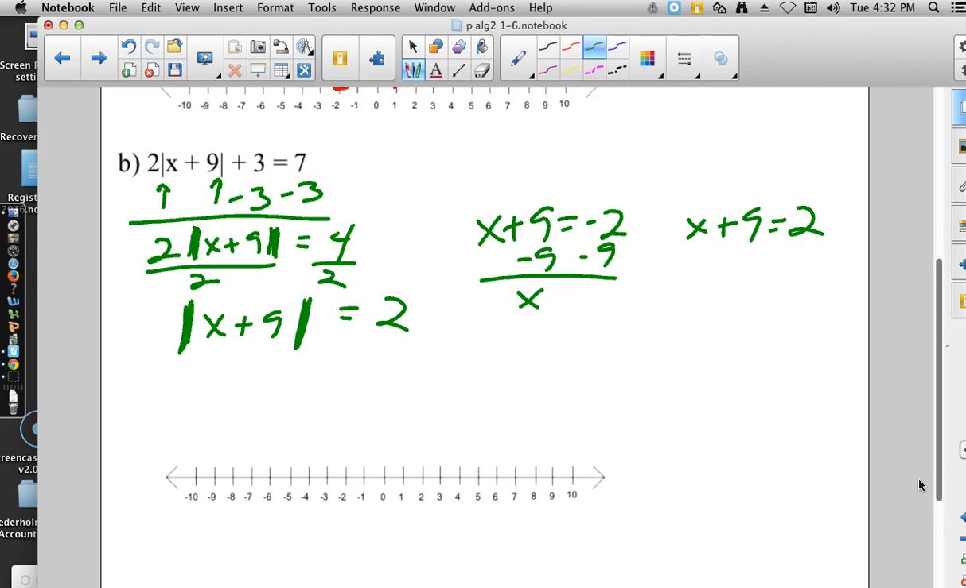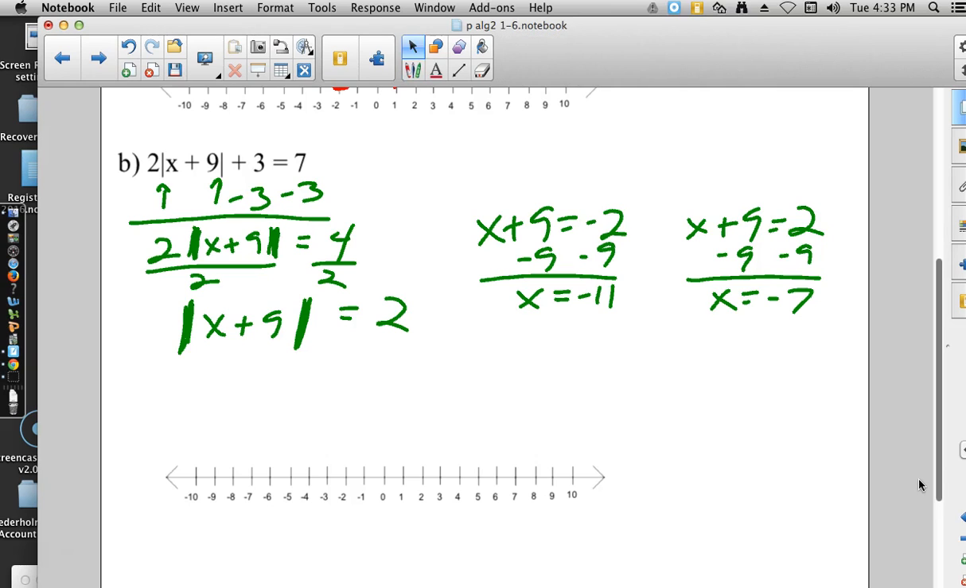Subtract the 9, subtract the 9. So we have x equals negative 11 and x equals negative 7. And again, just go to the number line, although this time our number line needs a little help because we didn't get out here to negative 11. And we put a dot on negative 11. And we put a dot on negative 7. And we have graphed our solutions to those equations. So it's not so bad.